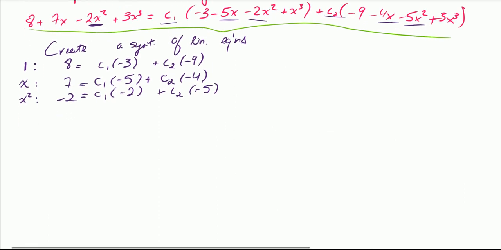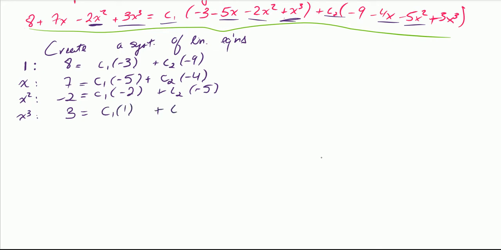And finally I have x cubed. On my left hand side, I have 3. So can 3 be written as a combination of c1 times, well, in this case 1, so c1 times 1, plus c2 times, which coefficient here has x cubed? Well, in this case, it's 3. So c2 times 3. So now I have a system of linear equations.